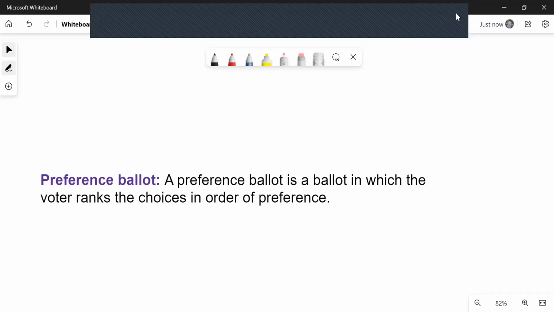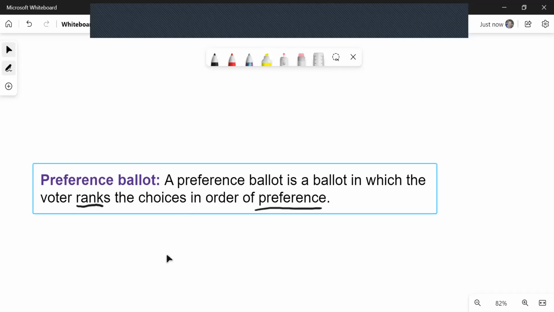In this video, we will look at both a preference ballot and a preference schedule. Our definition for a preference ballot is a ballot in which the voter ranks the choices in order of preference. It's kind of like a no-duh definition. So instead of just picking your number one, you actually have to look at all of the candidates and decide which one you prefer in what ranking.